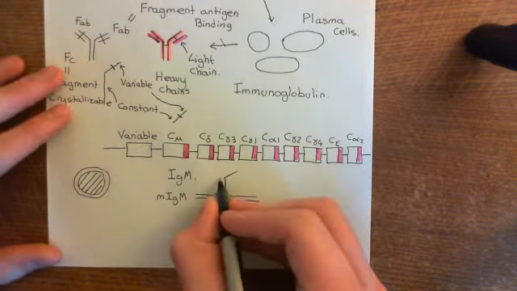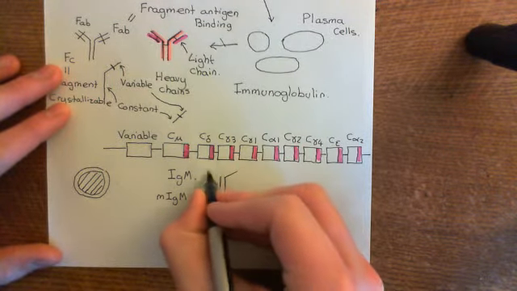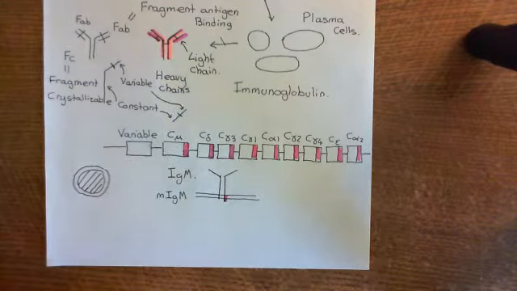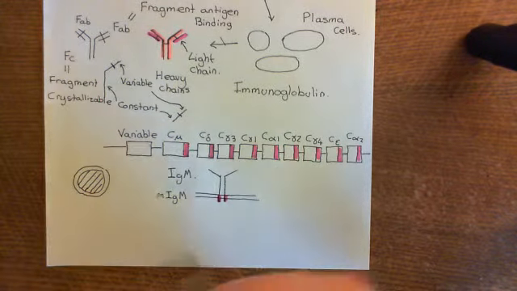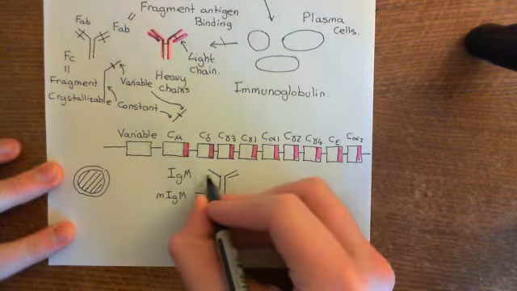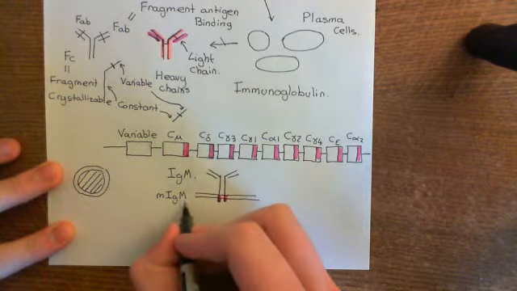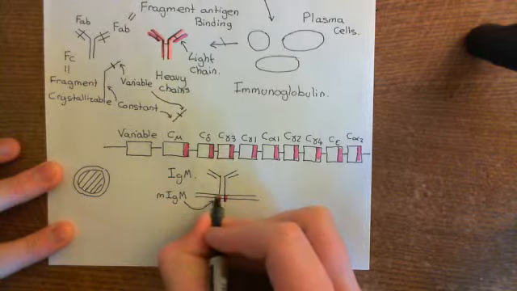Okay, you assemble two of these together, like so. So they both have this membrane spanning portion down here, and then you add on two light chains, and then what you have is a membrane-bound immunoglobulin M. So this is the membrane-bound immunoglobulin M.